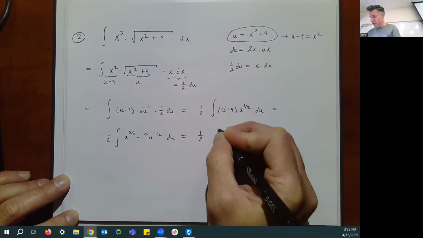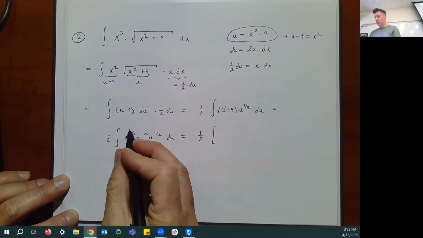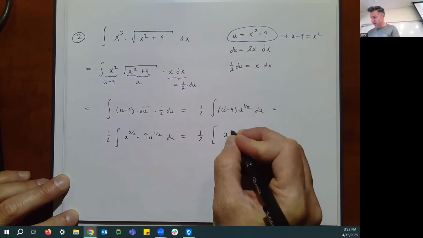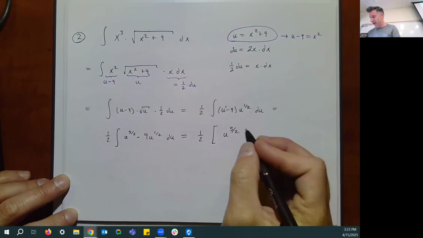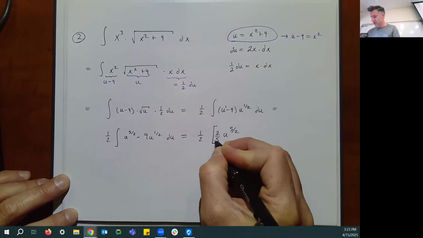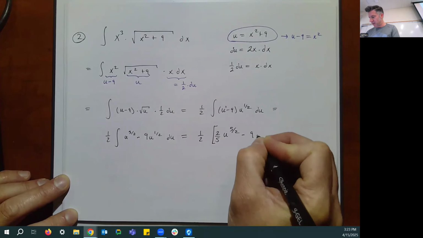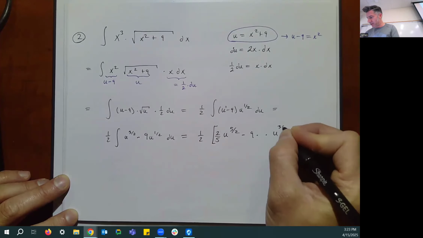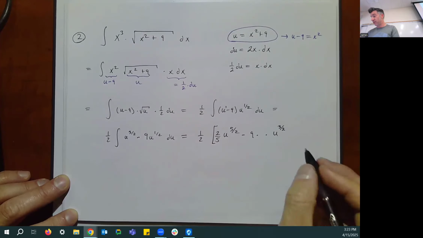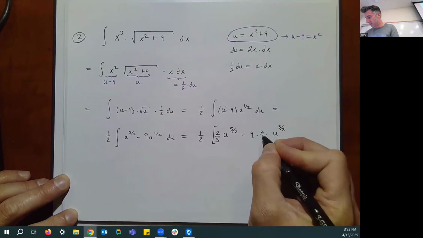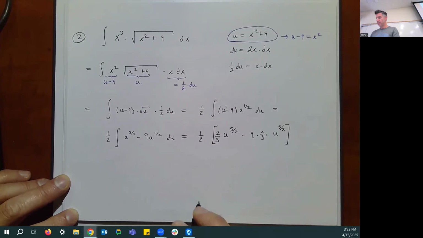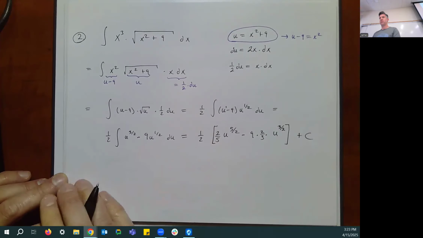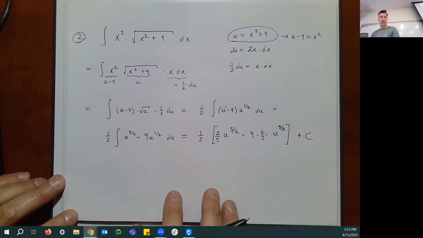So then we anti-differentiate. We add 1 to our powers. 3/2 plus 1 is 5/2. Dividing by 5/2 is multiplying by 2/5. Minus 9 times, we'll leave a space there. 1/2 plus 1 is 3/2. Dividing by 3/2 is multiplying by 2/3. Plus c, right? It's indefinite. We need to throw that c in there.